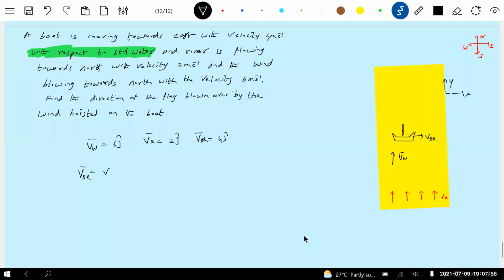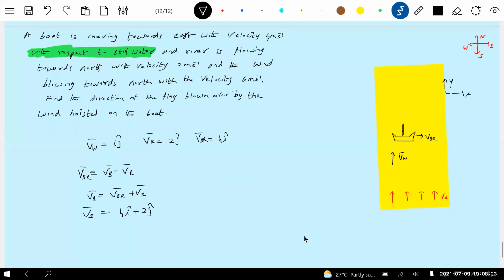VBR is VB minus VR. That's all, no? So what is VB bar? VB bar equals VBR plus VR bar. VBR is 4i cap, VR is 2j cap. That's the velocity of boat. Then, velocity of wind, we know it.